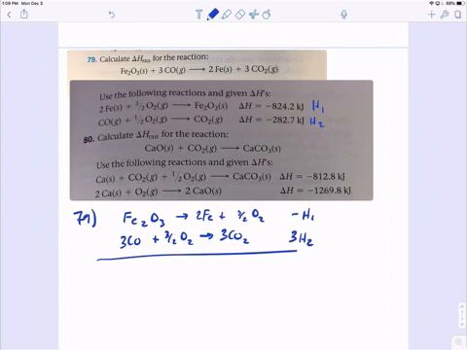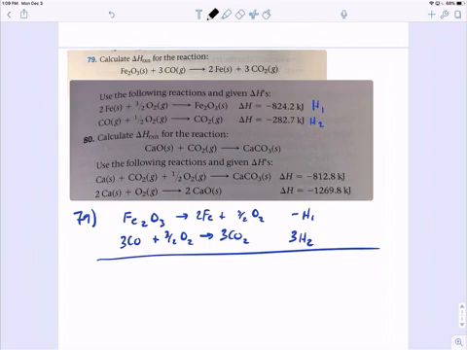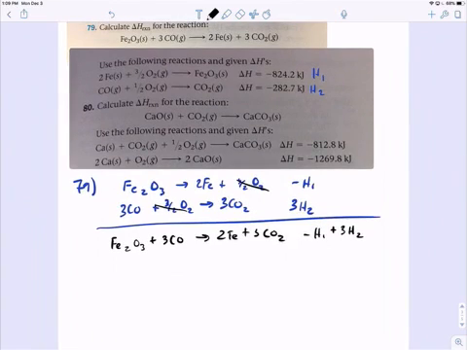And then I can add these together. And the 3 halves O2's cancel. And I get Fe2O3 plus 3CO makes 2Fe plus 3CO2, with minus H1 plus 3H2, whatever the heck that is. And let's just do that now. We can just stop there. And we have 4 minutes left. Then for you to do 80.